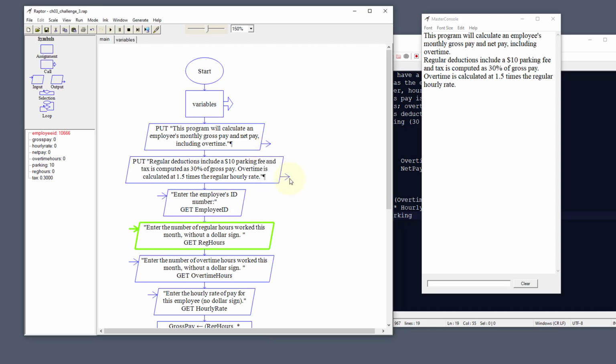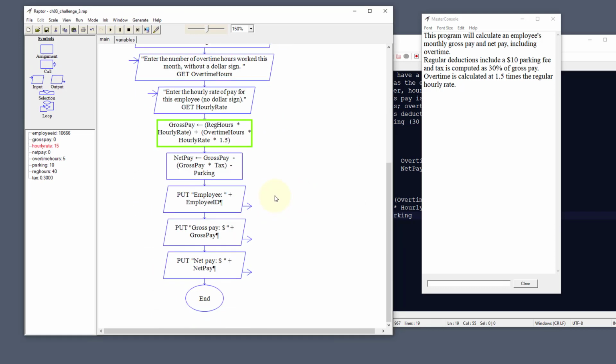It's going to say enter the number of regular hours worked. So regular hours. So let's just say they worked 40 hours. Let's do the step there. So we're going to say they worked 40 hours. And then we're going to enter the number of overtime hours. And let's say they worked 5 hours of overtime. And now we have to enter our hourly rate. So let's say our hourly rate is $15, with no $ signs.